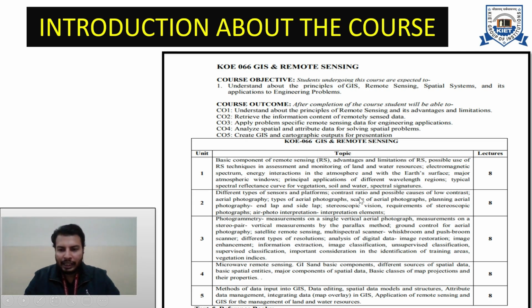contrast ratio, and possible causes of low contrast. Basically, this portion is somewhat related to digital image processing. The data which have been obtained after performing remote sensing need to be improved, and that improvement can be done by some software-oriented process, or we can say image enhancement tools.